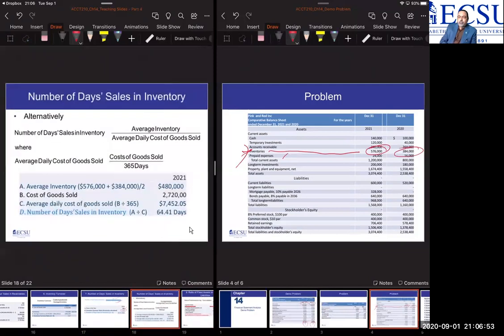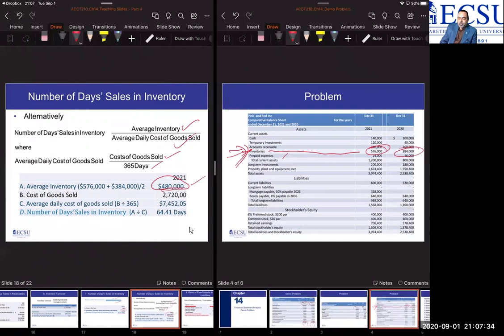Now, as I said to you, in case of number of days sales in accounts receivable, in this case also you have an alternative formula. So the alternative formula is average inventory divided by average daily cost of goods sold. So average daily cost of goods sold is cost of goods sold divided by 365. So in the previous slide, we calculated 480,000 as the average, because your inventory was given to you as 576 and 384,000 for 2020. Add them up and divide by 2, you get 480.